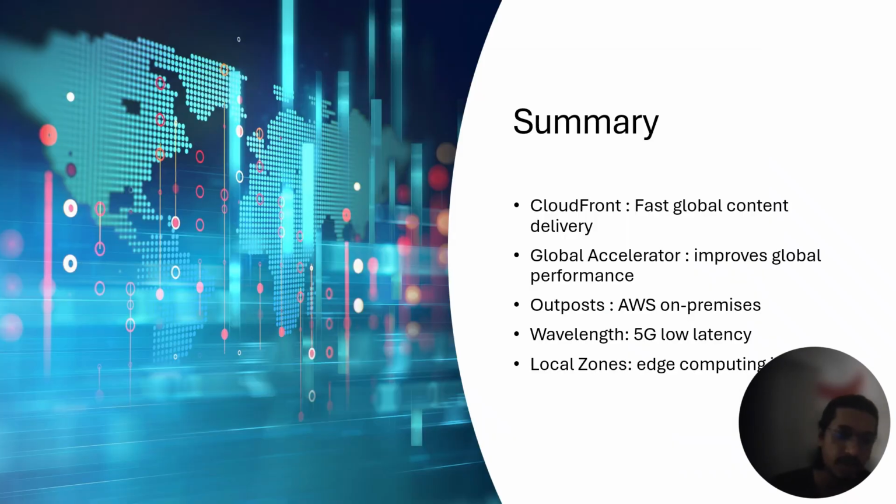Okay, finally, to conclude, AWS Global Infrastructure enables businesses to deploy applications anywhere with high speed, low latency, and reliability. Services like CloudFront, Global Accelerator, Outposts, Wavelength, and Local Zones each solve a specific type of latency or connectivity challenge. Together, they power modern global and real-time applications.